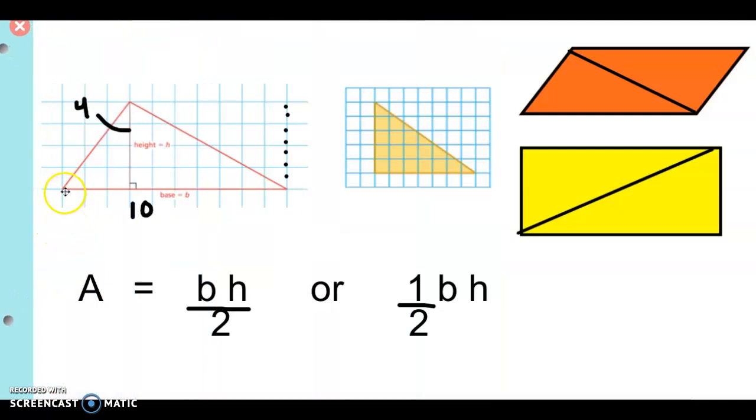So here's our example. Here our base is 10 and our height is 4, so 10 times 4 is 40, divided by 2 is 20 centimeters squared. Or you could say half of base times height, so half of base, that's 5, times 4 is 20, same thing. So here our base is 1, 2, 3, 4, 5, 6, 7, and our height is 5, so 7 times 5 is 35, divided by 2 is 17.5.